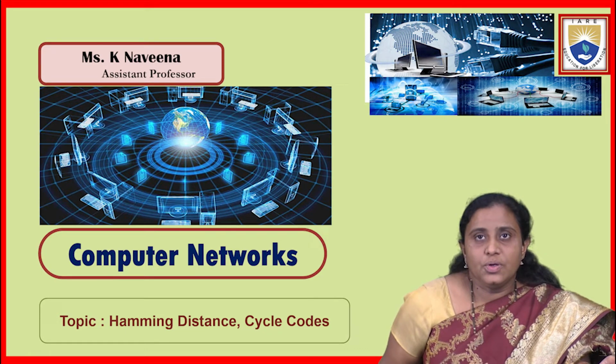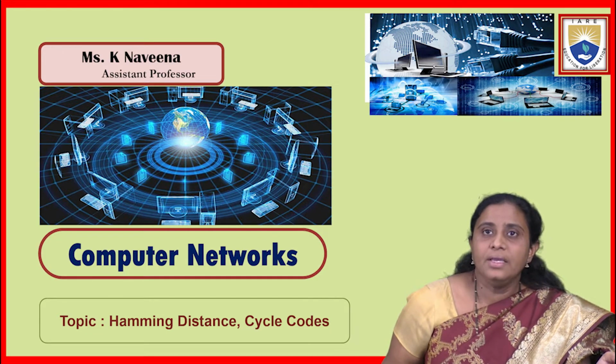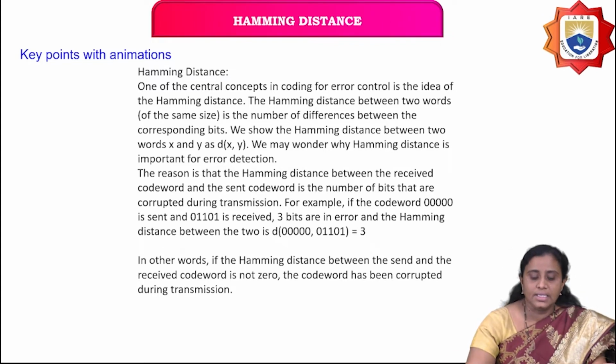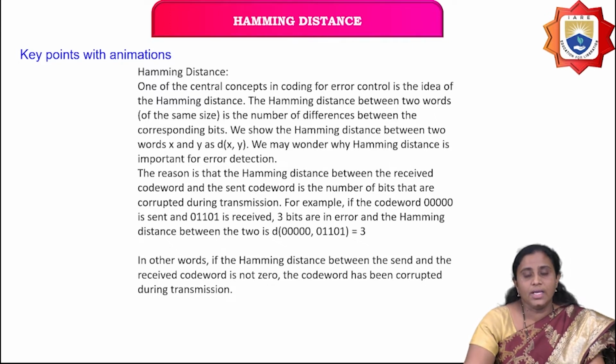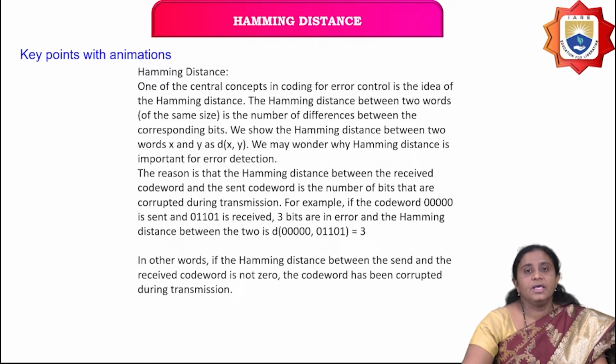Coming to the first element under this video, it is nothing but the Hamming distance, which is a very important concept in computer networks, included under the data link layer. The Hamming distance is one of the central important concepts in coding for error control and detection. We can define the Hamming distance in a second way. It is especially meant for error detection and correcting methods. Hamming distance is nothing but an error correction and detecting method.